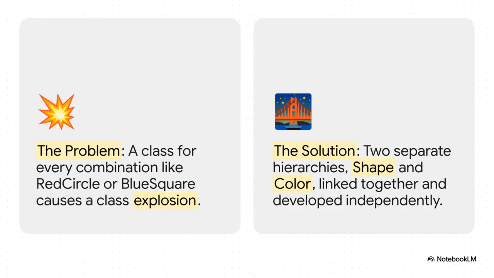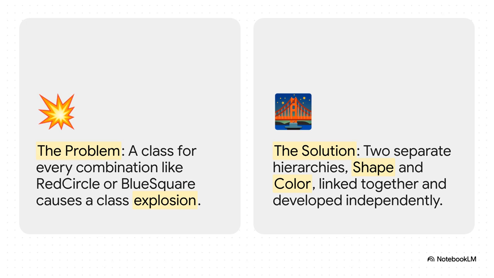Here is the classic example. Imagine you have shapes and you have colors. Without a bridge, you'd end up needing a class for every single combination. Red circle, red square, blue square. The second you add a new shape, triangle, or the color green, the number of classes just explodes.